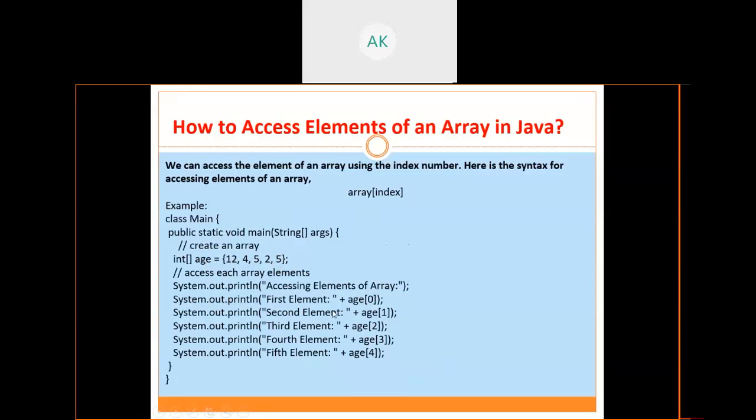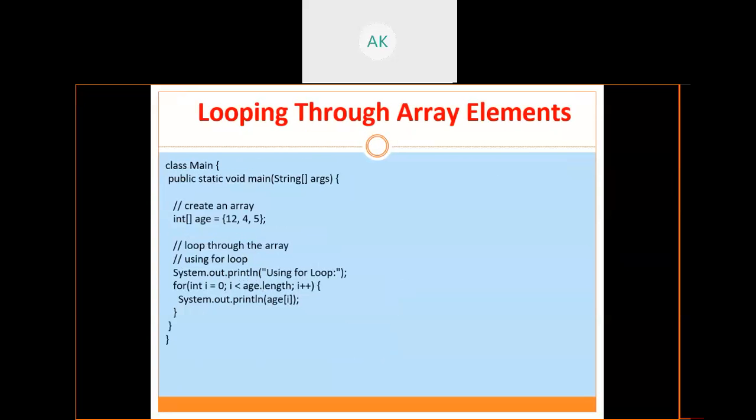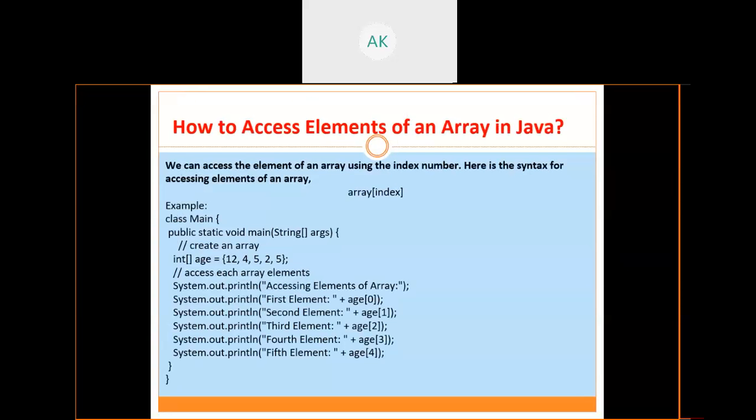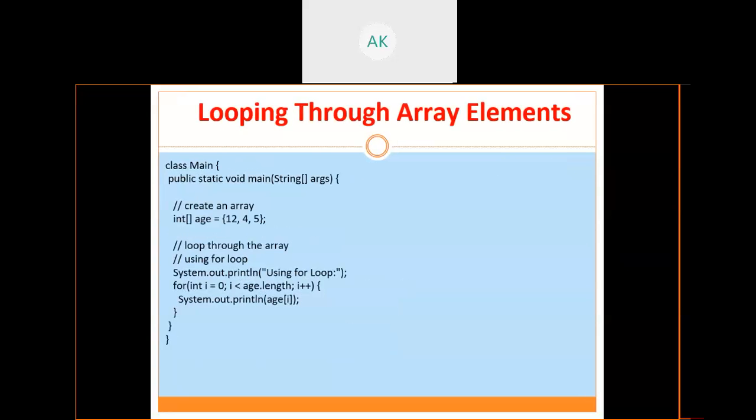So System.out.println, if I want to print this 12, as it is the first element, its location will be 0, so I'll simply write age of 0, and it will give me the output 12. Likewise, if I write age of 1, it will give me the next element, and if I write age of 4, it will give me the last element. Likewise, we can print the elements in the array. We are going to see the practical demonstration of this, so don't worry, it will be more clear when we write the program.